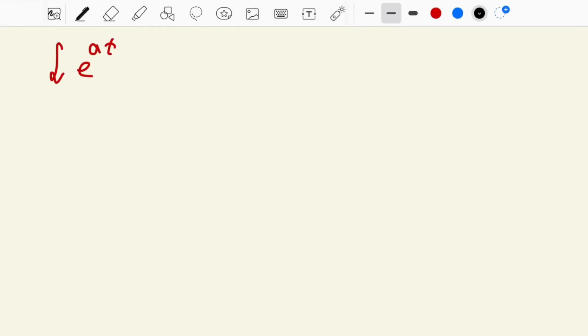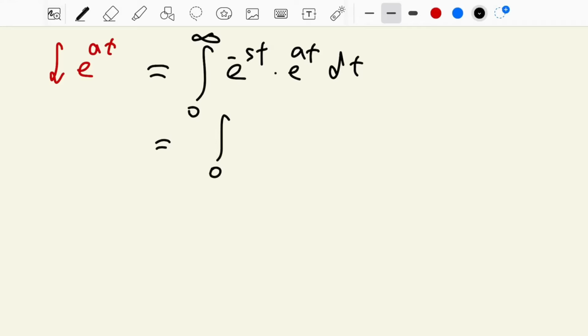Hi everyone, let's find the Laplace transform for e to the power at. a is a constant, maybe positive or negative. Then it becomes the integration from 0 to infinity of e^(-st) times e^(at) dt, and it equals the integral from 0 to infinity of e^(-(s+a)t) dt.